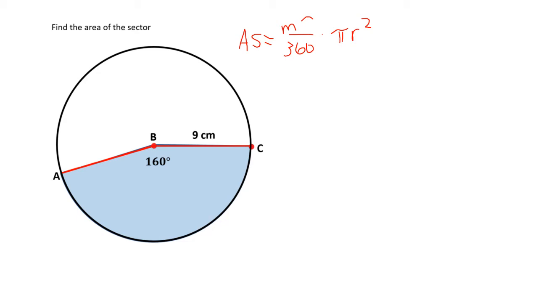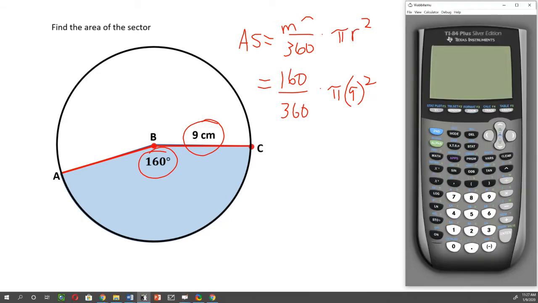So right here, this one's real simple. We got 160 as our central angle, so that's the measure of our arc. We got 160 divided by 360 times pi times the radius, which is 9 squared. Now this is where you want to pull out your calculator. Don't try to do this without the calculator. I mean, you can, but don't make a mistake by not just simply typing some stuff into a calculator.